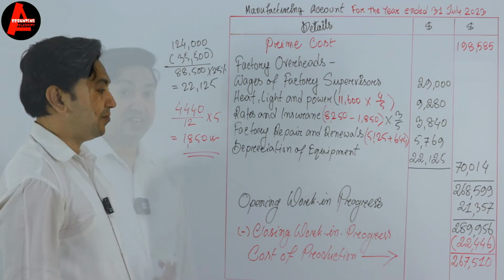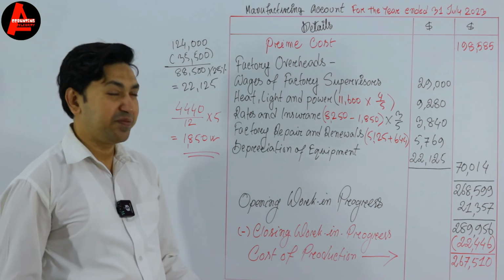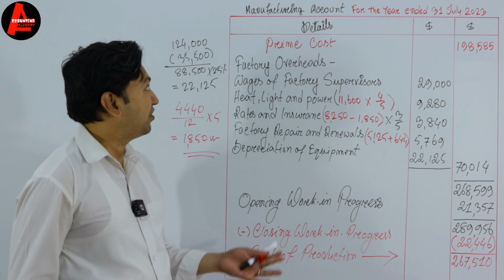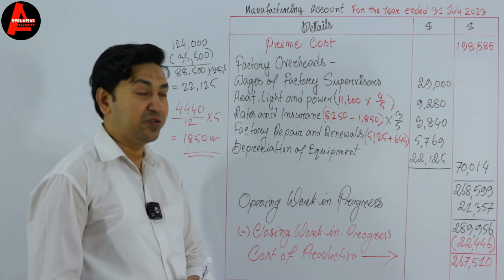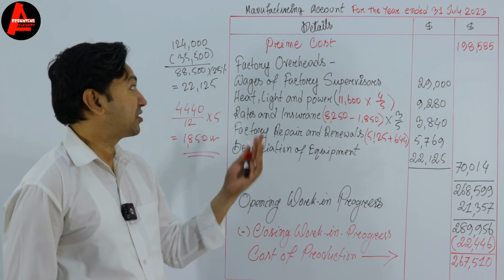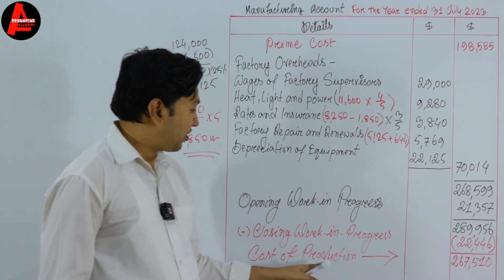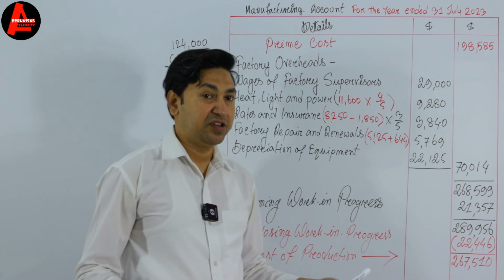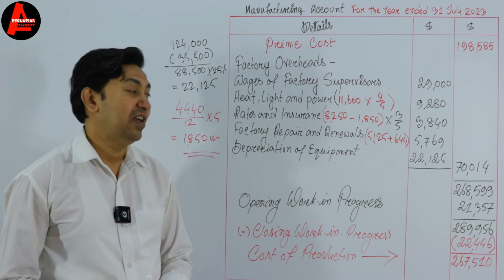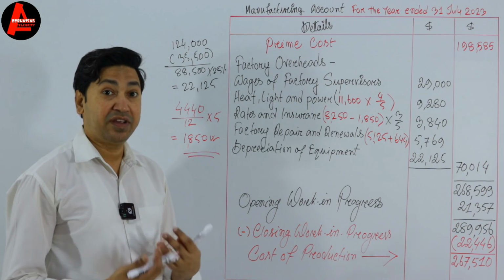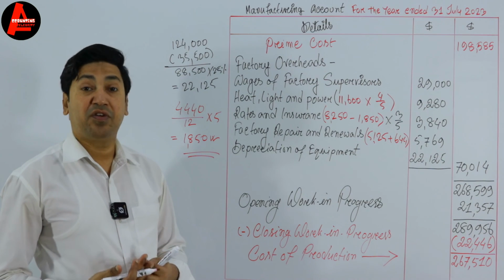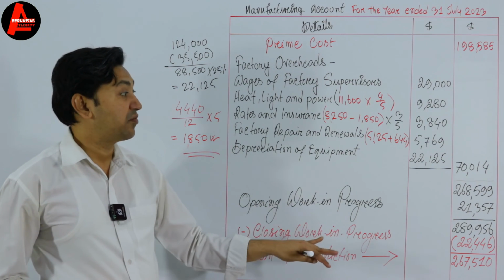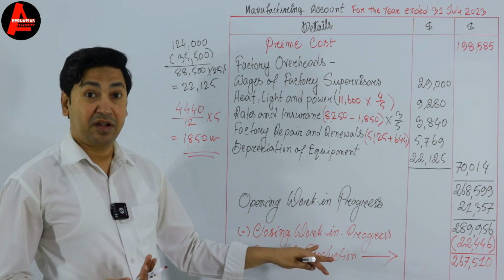Okay, so this is how you need to prepare a manufacturing account. If you combine these two parts, first part prime cost we calculated and second part cost of production. Okay, so in your exam you need to do all this together. Here I showed you step by step. So the next tutorial will be for the income statement. Here we will take much information to prepare the income statement.